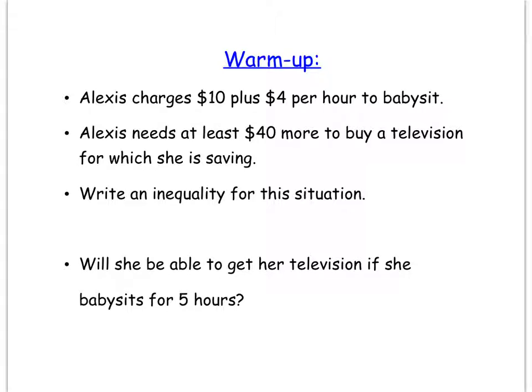Well, Alexis gets 4 hours to babysit, so we could say that 4 times H is how much she gets per hour to babysit, plus just $10 for babysitting in the first place, and she wants to make at least $40 to buy a new television.